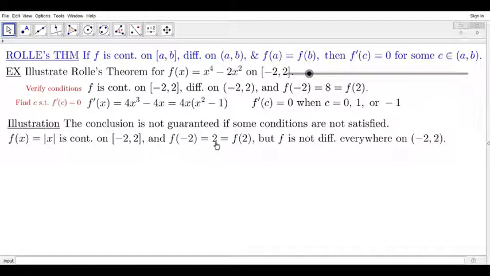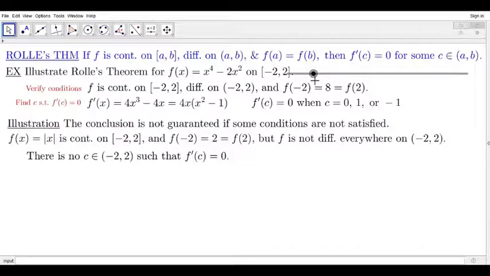However, is the differentiability condition satisfied? Is the function f differentiable at all numbers between -2 and 2? The answer is no, because we know that the absolute value function is not differentiable at 0. If you look at the graph, there's a sharp turn made where x is equal to 0. So that means the conclusions of Rolle's theorem are not guaranteed. There is therefore no guarantee that you have a critical number of the first type. And in fact, that's true.